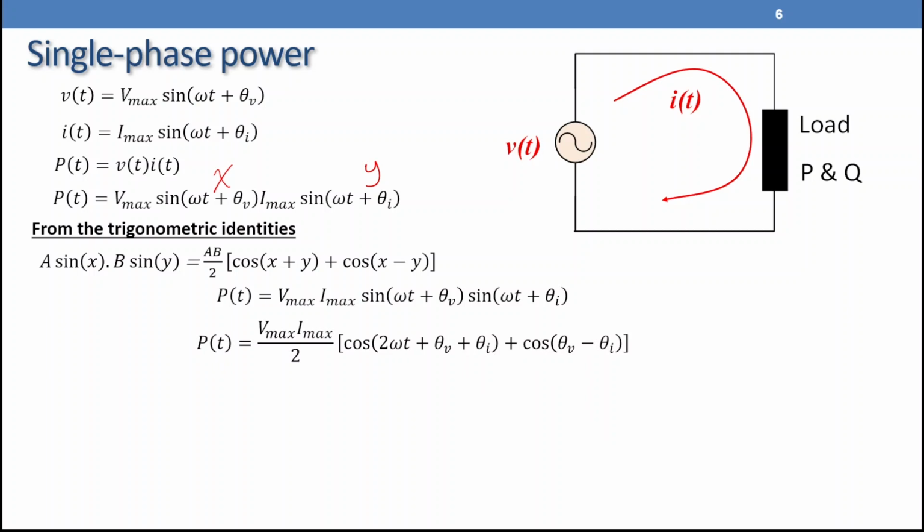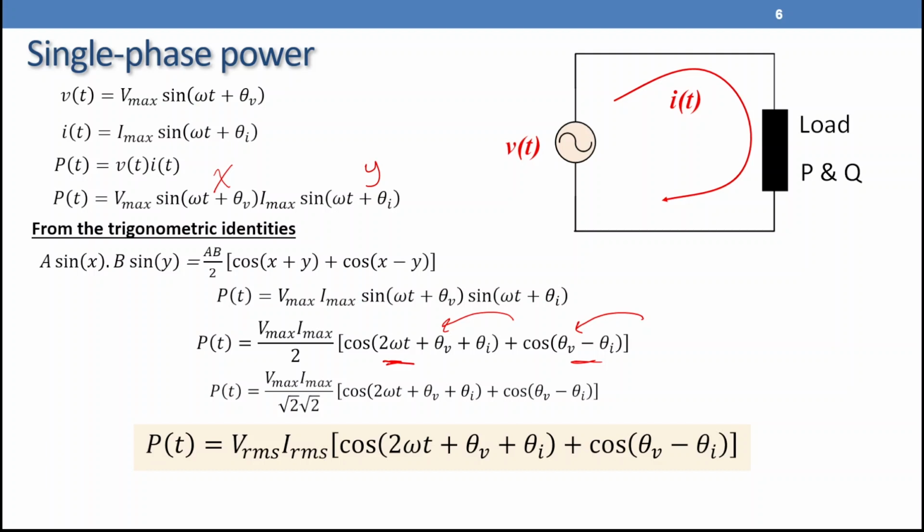V maximum I maximum over 2 cosine 2 omega t plus theta v plus theta I, cosine theta v minus theta I. That one is a number. That one is a function of time. So we know that 2, I can write it as root 2. So that one can be represented by VRMS, IRMS, cosine 2 omega t plus theta v theta I plus cosine theta v minus theta I.